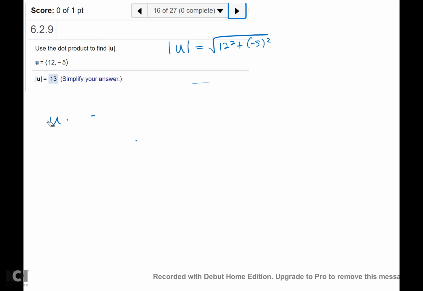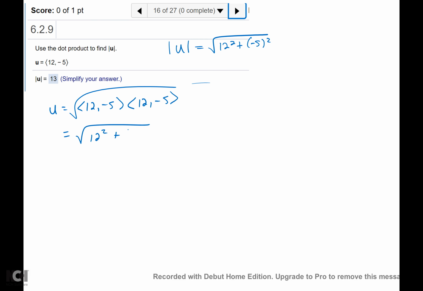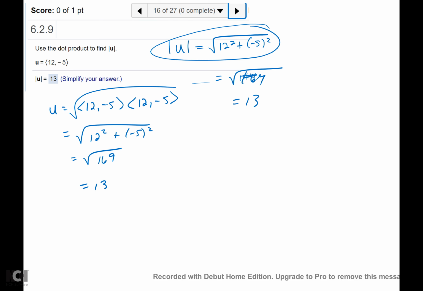Anyway, so the magnitude of u would be the same as taking 12, negative 5 times 12, negative 5, but it's the square root of that. It would give me the square root of 12 squared plus negative 5 squared, which gives me the square root of 169, which gives me 13. And you've gotten the same thing doing it over here. That would have been 144 plus 25, which is 169, which is the 13. I don't really see the point. I mean, just remember that. Nobody's going to know how you did it.